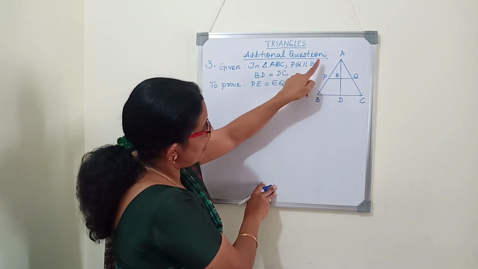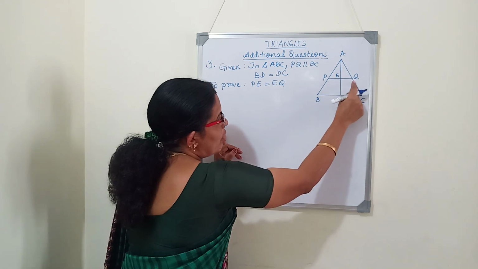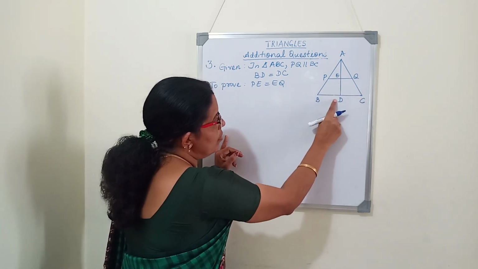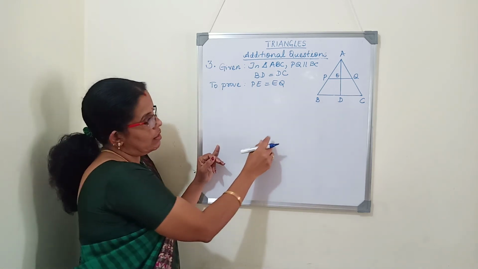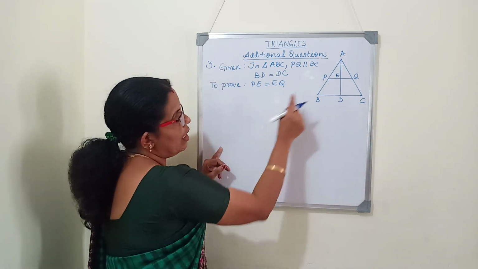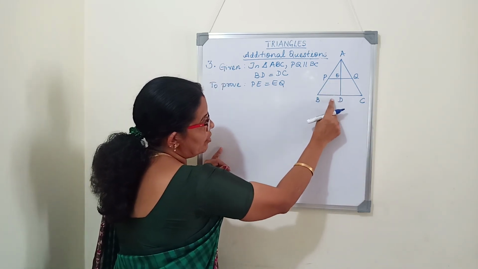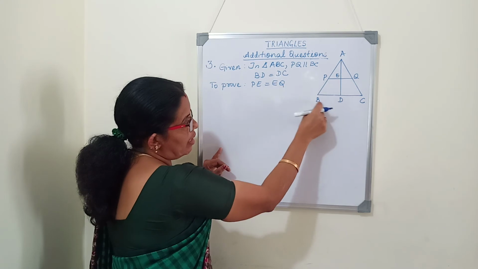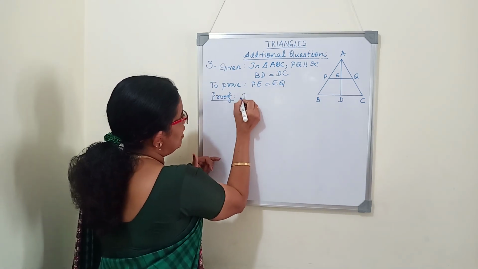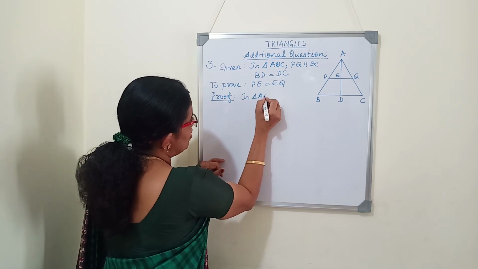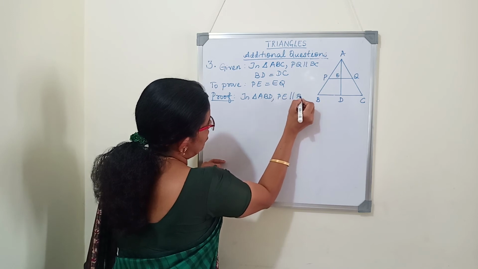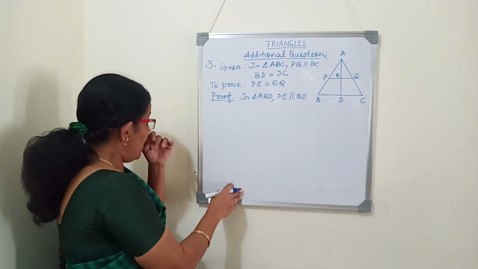So in triangle ABC, if PQ is parallel to BC, can we say that PE is parallel to BD? Yes. In the whole triangle, PQ is parallel to the whole side BC. Then we can say that PE is parallel to BD. In which triangle? In triangle ABD. So proof: in triangle ABD, PE parallel to BD.